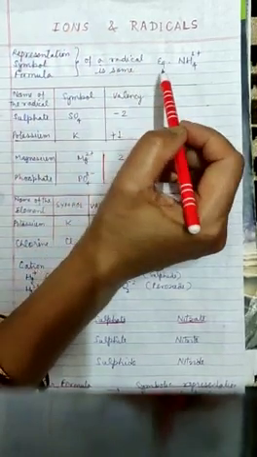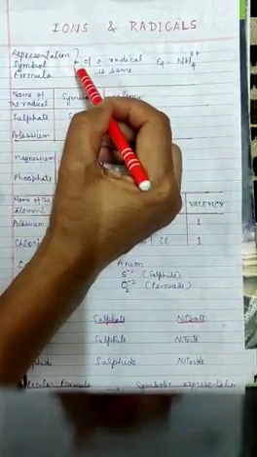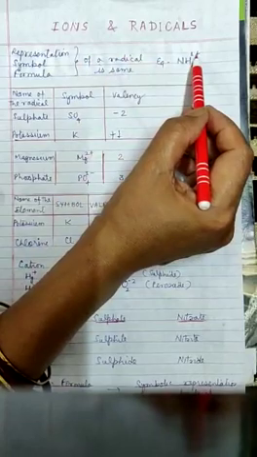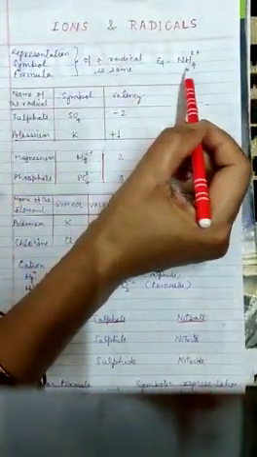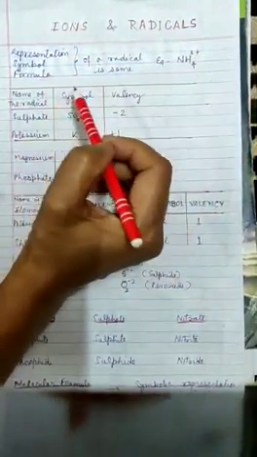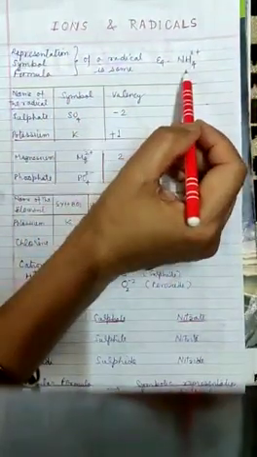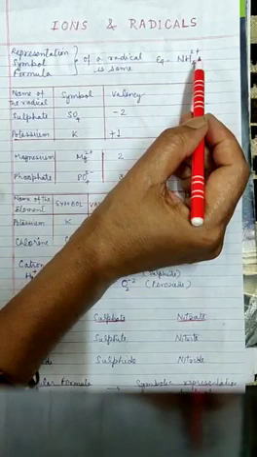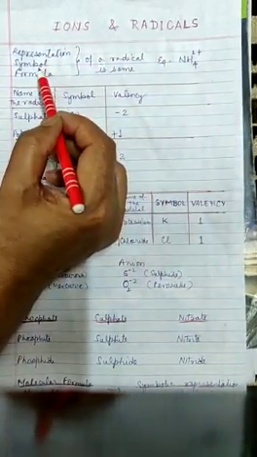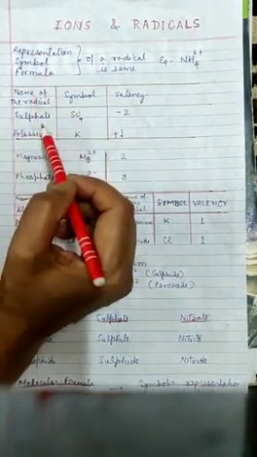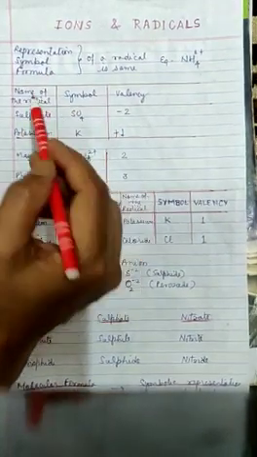For example, if you are asked representation of ammonium radical, it is NH4 1+. If you are asked symbol of the ammonium radical, then also it is the same, NH4 1+. And formula of ammonium radical is also the same, NH4 1+. So you need not get confused between the terms representation and symbol. To understand it better, let's see this example.